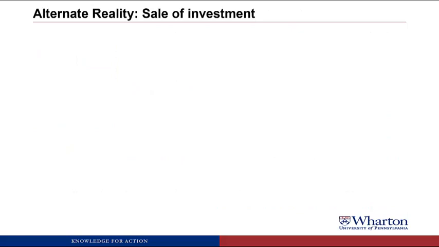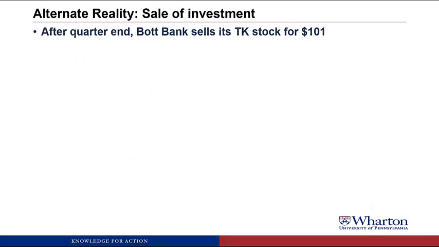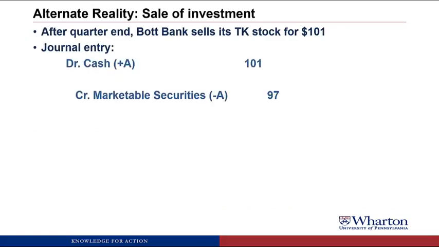Now let's sell the investment. So after quarter end, Bought sells the TK stock for $101. So we receive cash, 101. We take off the marketable securities at their last balance sheet date value, which is 97. Here we need a plug that's a credit, so this is going to show up as a gain on investment of 4. That gain of 4 is going to show up on the income statement, that's the plus R, and then eventually work its way to stockholders' equity.